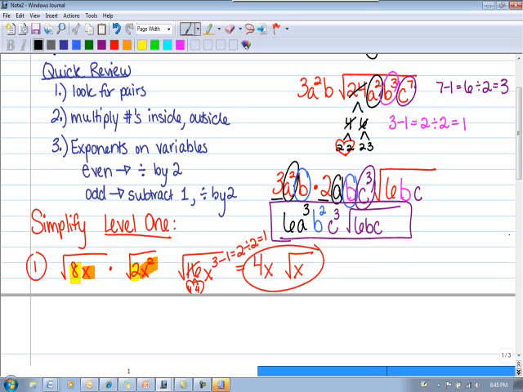So you can practice 1a. Problem: square root of 3a times the square root of 27a cubed.